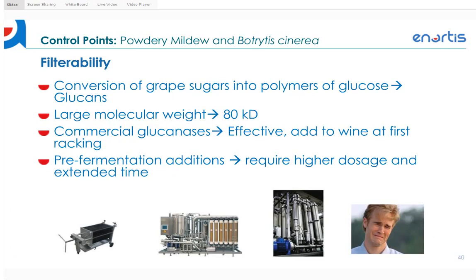And filterability associated with both powdery mildew and botrytis. So botrytis produces a lot of these large molecular weight polymers called glucans, and they can cause extreme filter fouling and filterability issues. So it's important to apply commercial glucanases to help chop up these long chains to increase wine's filterability. What we recommend is a pre-fermentation addition of a glucanase and then testing for glucans after alcoholic fermentation to assess the presence or non-presence of glucans.